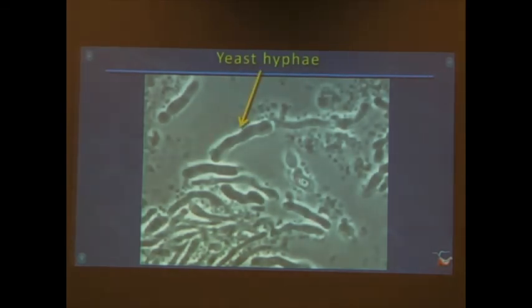And here is a nice picture of yeast hypha. That's a live action shot. They're not very mobile.